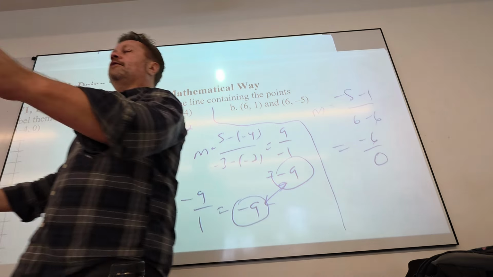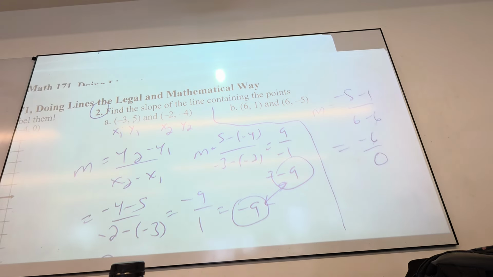Remember this. -6 divided by 0 is the number that when I multiply by 0, I get -6. Is there any number that does that? No, there's no number that does that. What kind of slope is this? Do you guys know? Good. It could be undefined. Did anybody ever call this infinite slope?